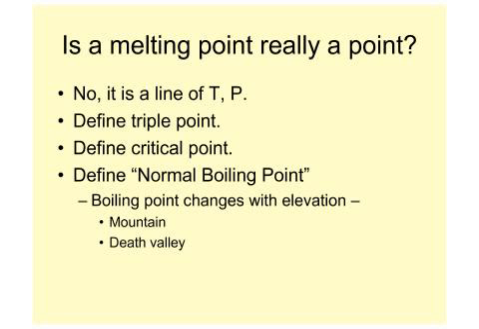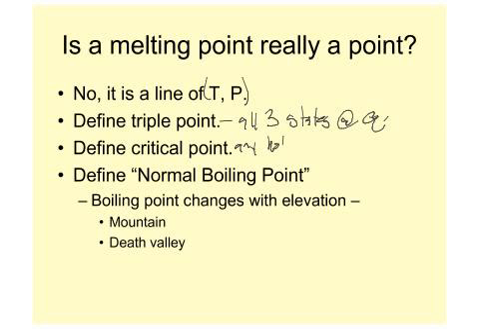So let's see if I covered everything that I wanted to. Is melting point really a point? No, it's a line of ordered pairs, temperature, pressure. To find the triple point, all three states of matter are at equilibrium, meaning it can be any of them and go back and forth. To find the critical point, any hotter must be gas. And then the normal boiling point would be the boiling point at exactly 1 atmosphere.